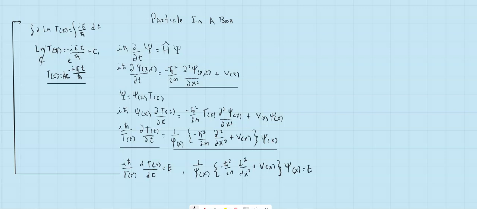And I'm going to stop for now, and I'm going to do another video where I'm going to solve this equation. Because remember, what we want to solve is the particle in a box. We want to know what the energies are, what the eigenvalues are, what the eigenfunctions are. All of that we want to solve.